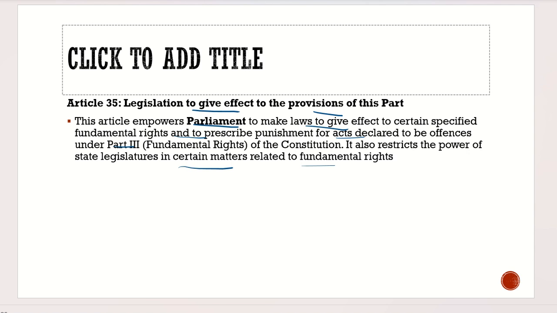So, in a nutshell, what does Article 35 say? We have different articles. We have Article 21A, under which the right to education was made a fundamental right, and for that we have the Right to Education Act. And who can make this Right to Education Act? Can the state government come up with this act? If there is a fundamental right, to give effect to it you need some act, some law.